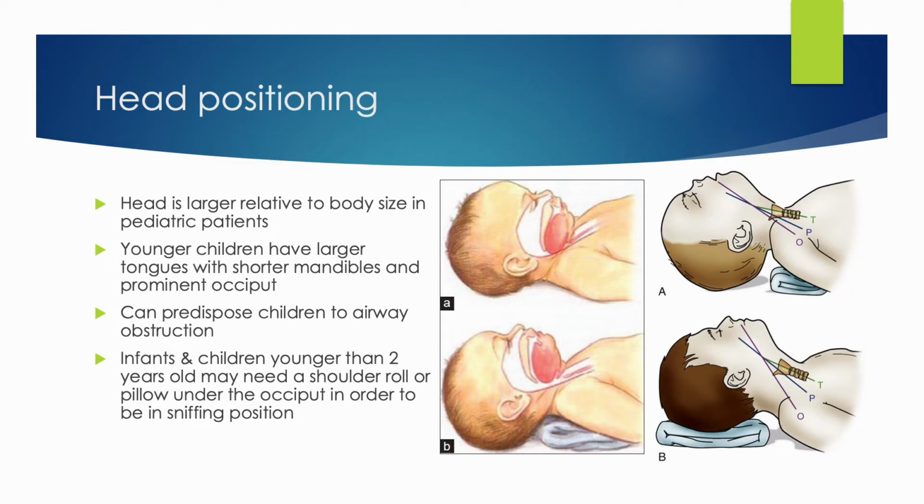As you can see on the images on the right, the airway is easily obstructed due to the larger tongue, but placing a shoulder roll or a pillow under the occiput can help solve this issue.